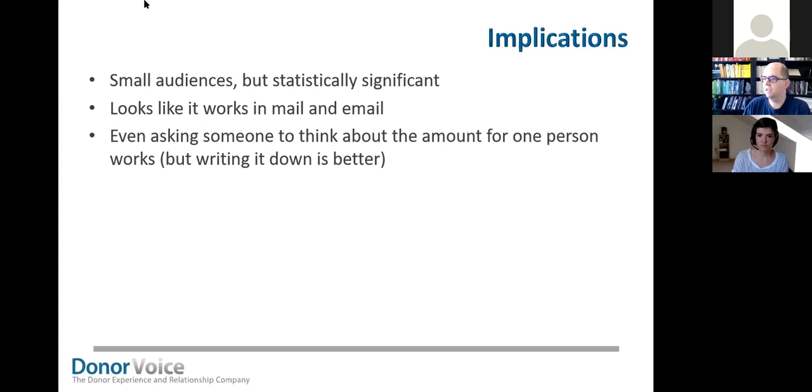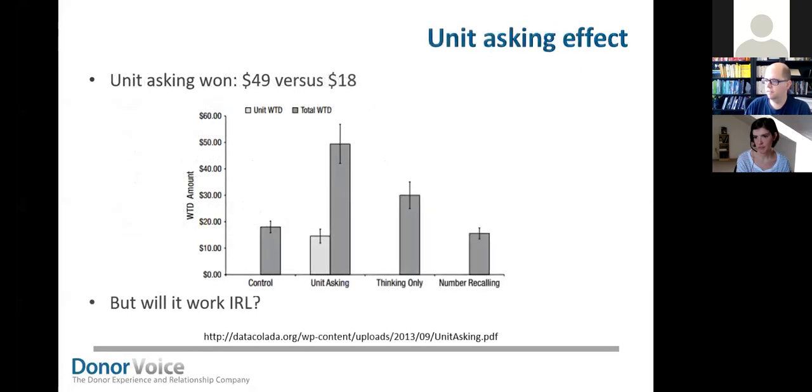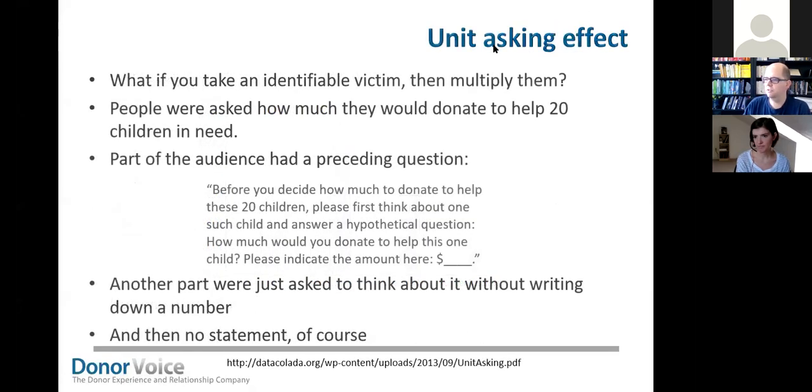And I'm seeing a question: can I explain how the unit ask was framed again? Absolutely, I can. Let me go back to the test. The framing was, before you decide how much to donate to help these 20 children, think about one child and answer a hypothetical question. So we don't have an identifiable victim, but we're still getting them to think about one person.